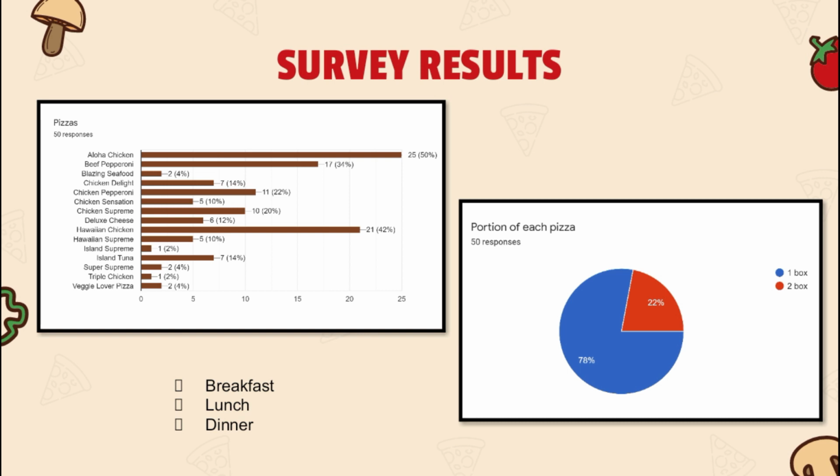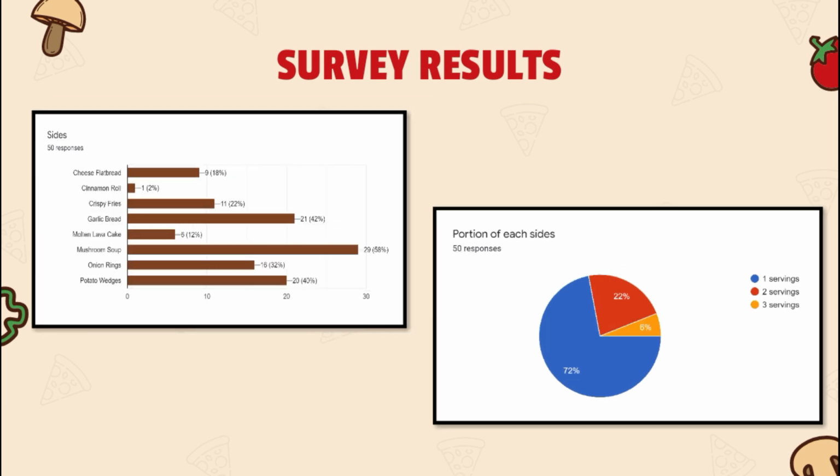The whole hand chicken is the highest favorite among the respondents, with 25 respondents, 50%. Olahan chicken is the highest favorite menu item at Pizza Hut. The next is the side dish at Pizza Hut. One serving has 72%, two servings 22%, and three servings 6%. The graph shows the highest side is mushroom soup, with 29 respondents and 58%. The lowest side is cinnamon roll, with only one respondent.